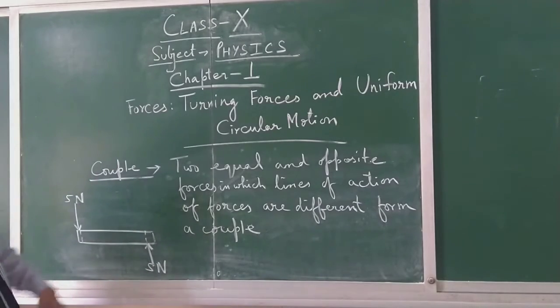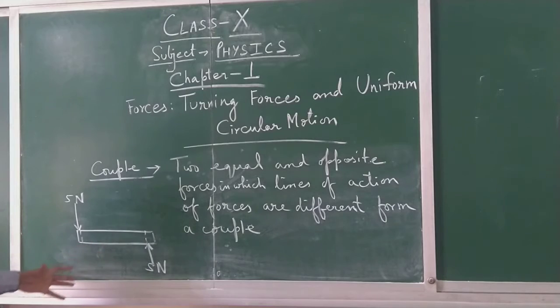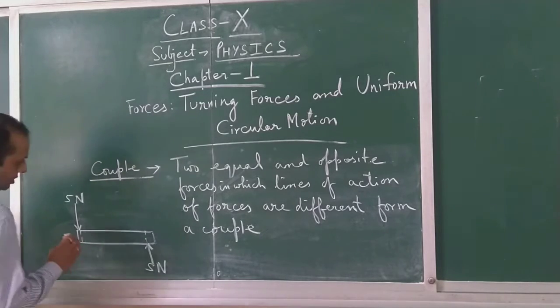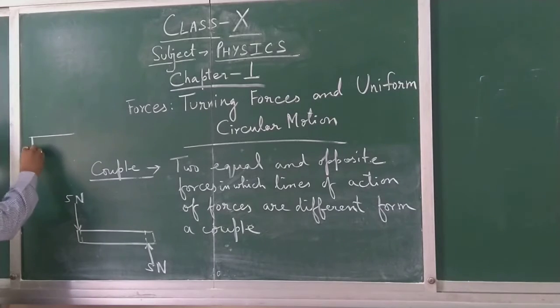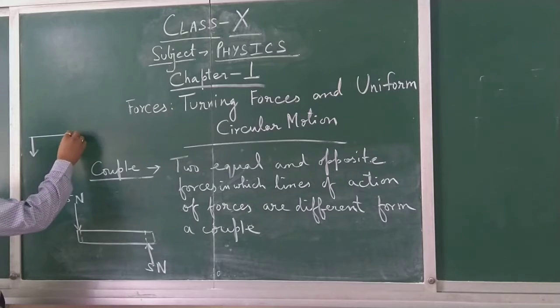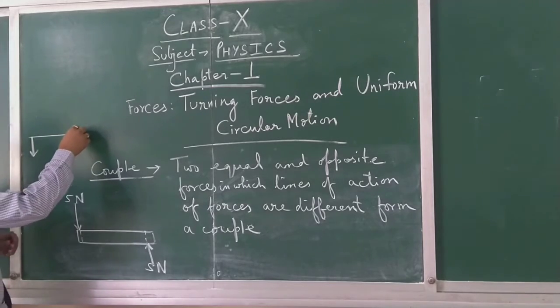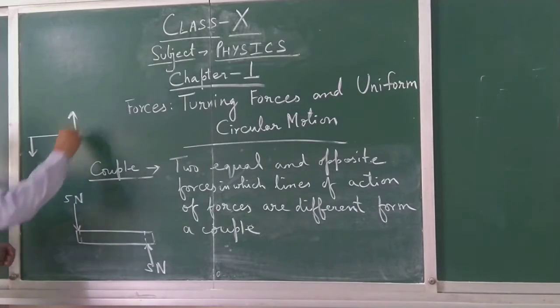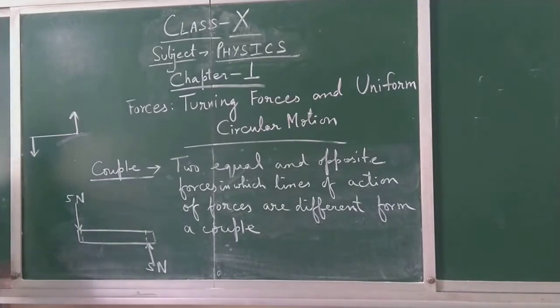So two equal and opposite forces whose lines of action are different will be called a couple. Children, you can draw this way also. This also is correct. Two equal and opposite forces, and it will always try to turn the body. You can draw one upward, one downward, anywhere. This way you can show that it is a couple.